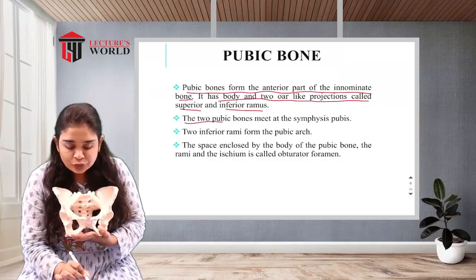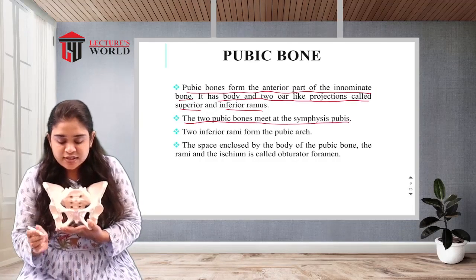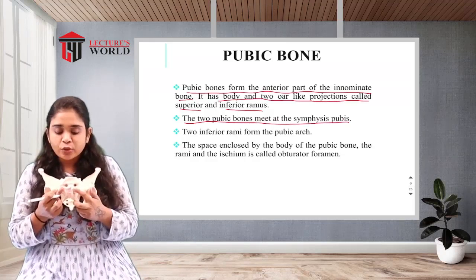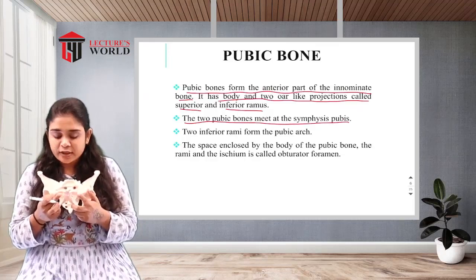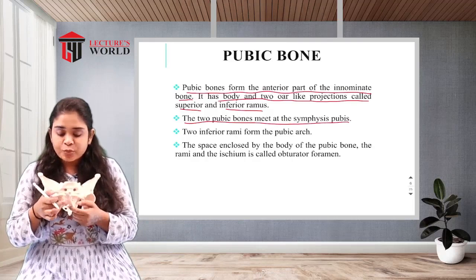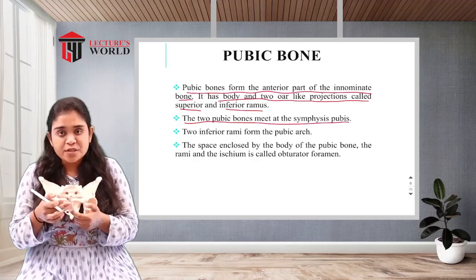Then the two pubic bones meet at the symphysis pubis. So both of these are known as the pubic bone, right? They are meeting at the center point, and that is known as the symphysis pubis.